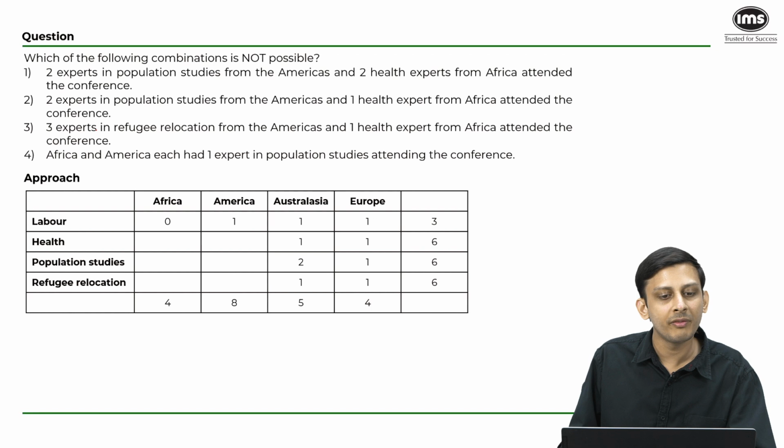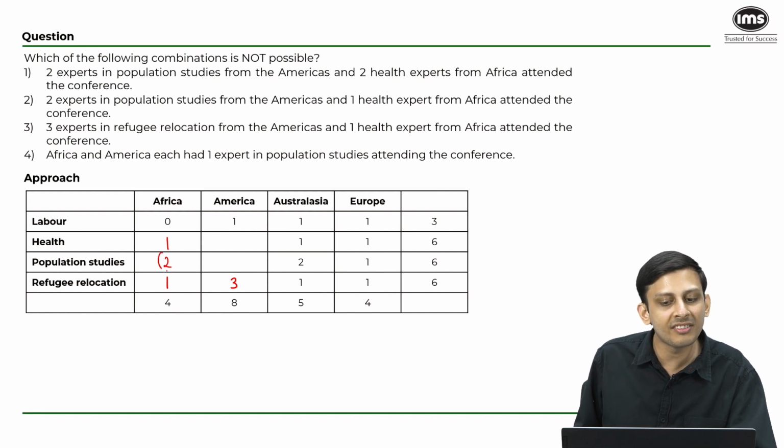In the third option, we have 3 experts in refugee relocation from the Americas, 3 here, and 1 health expert from Africa. Let's see if this is possible. In refugee relocation, we have 3, 1, 1, which is 5. We will have 1 more here to get the total of 6. And now for Africa, total is 4. We have 1, 1 already, so the remaining 2 will come here for the total of 4.